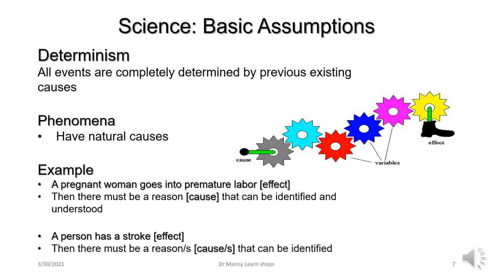You've got phenomena, and phenomena have natural causes. An example could be a pregnant woman. She goes into premature labor. That's the effect. Then there's got to be a reason why she went into labor, the cause, and it has to be identified and understood. Another example could be a person who has a stroke. The stroke is the effect, but there's got to be a reason, a cause, that can be identified why he had that stroke.